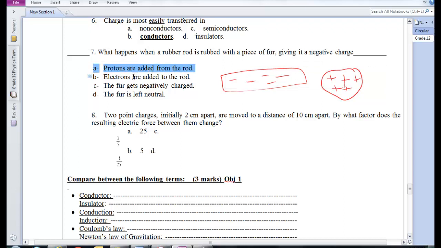Electrons are added to the rod. The fur gets negatively charged? This is wrong. The fur is left positive. So the right answer is that electrons are added to the rod and electrons are taken from the fur. We are not dealing with protons by any means.